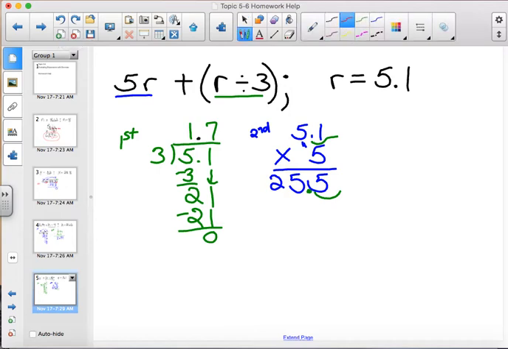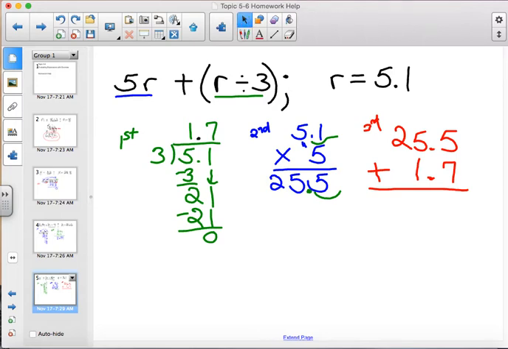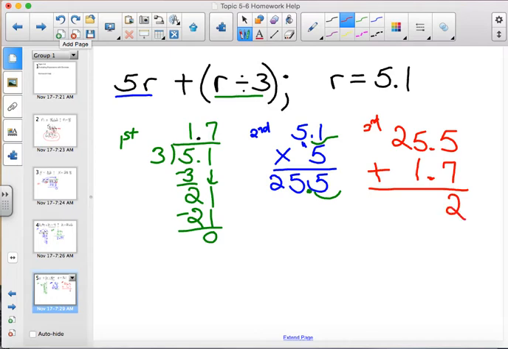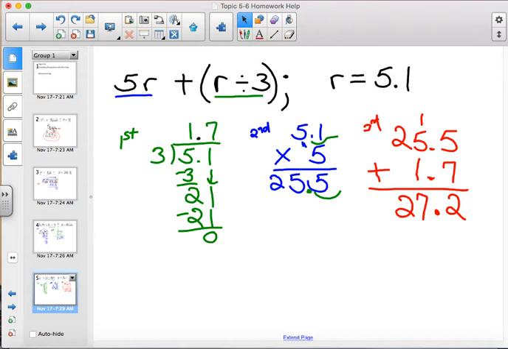Now our third and final step will be to add 25 and 5/10 from our multiplication to our quotient from the division and get our final answer. And remember, we are lining up our decimal points. 5 plus 7 is 12. Put down our decimal point, regroup. 1 plus 5 is 6, plus 1 is 7. Bring down our 2 because there's nothing to add. And our final answer is going to be 27 and 2/10.